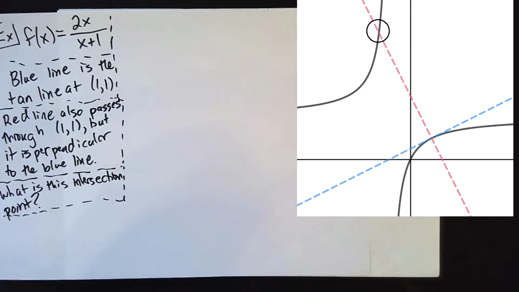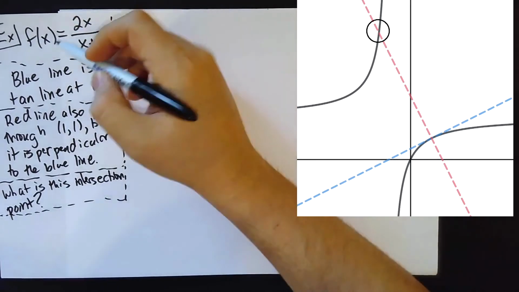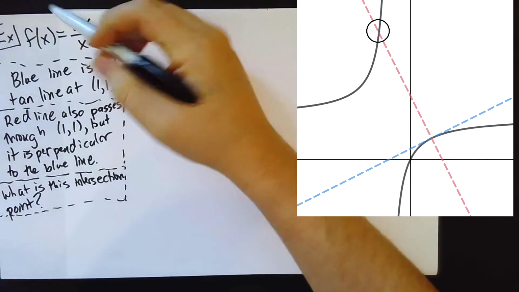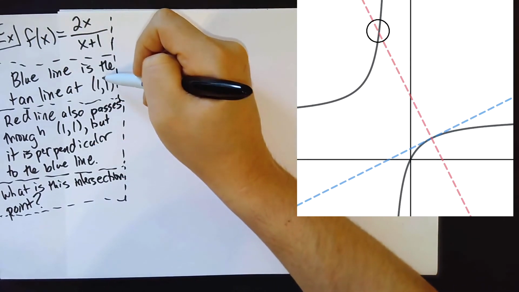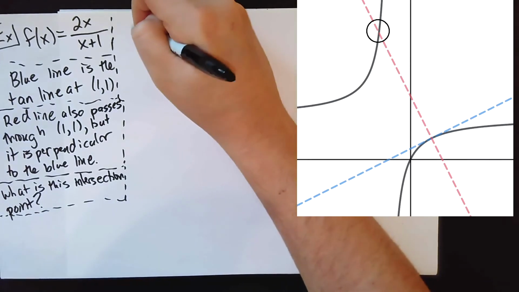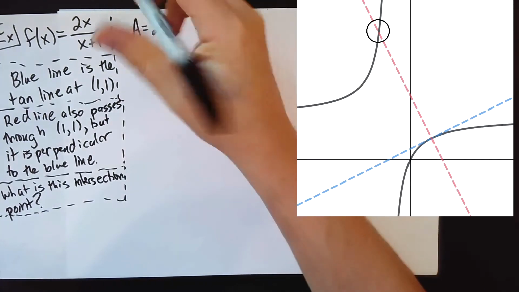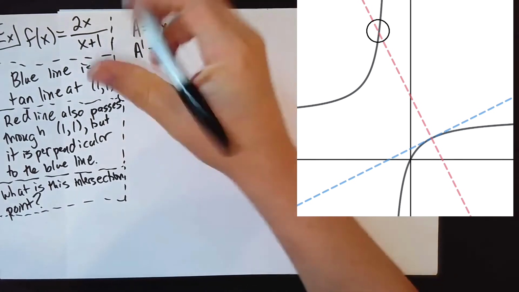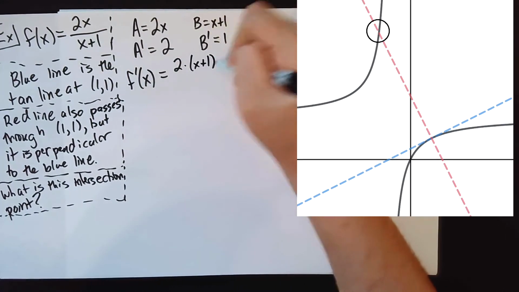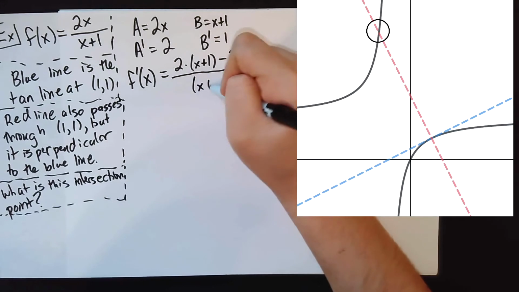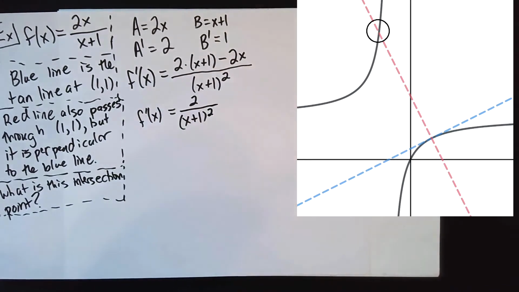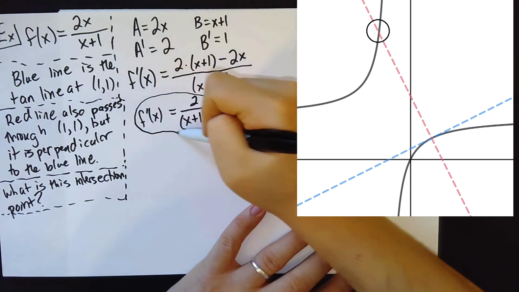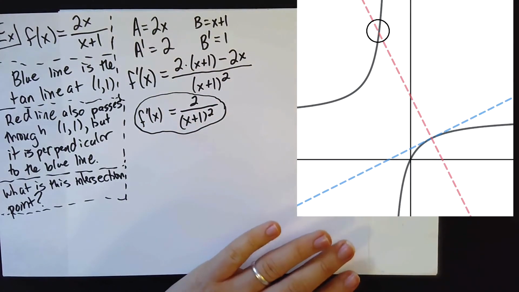So let's slowly piece this together. Let's start with the fact that I'm going to need the derivative of f in order to figure out any information about the blue line. Okay, so I'm going to do that using the quotient rule. And that's going to give me this formula for the derivative.